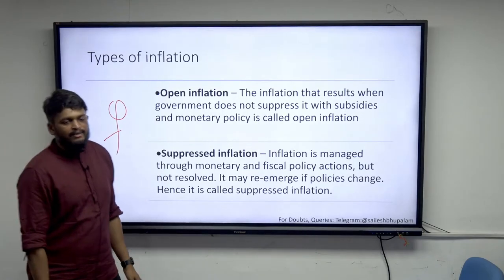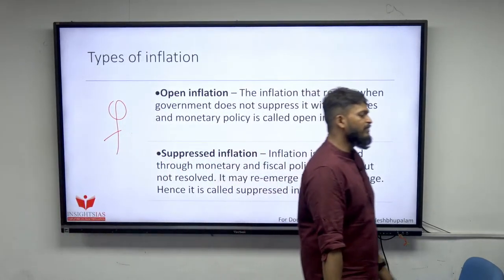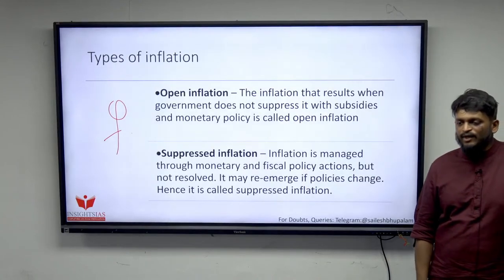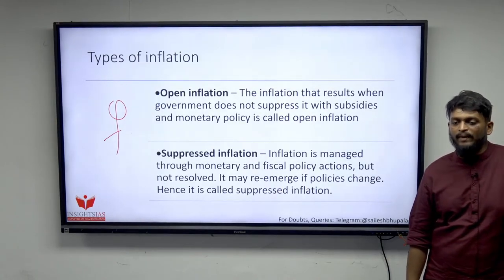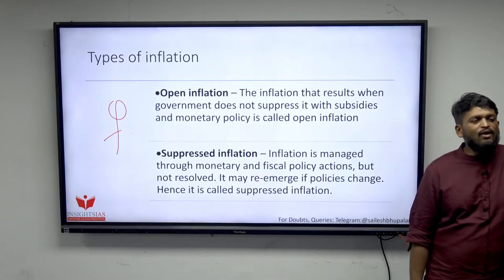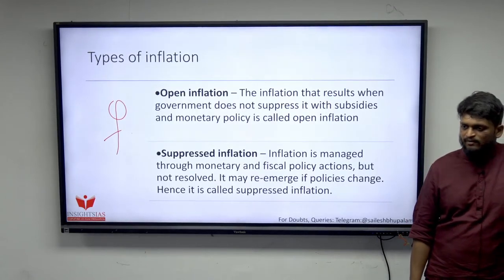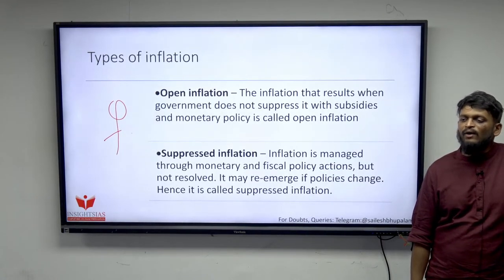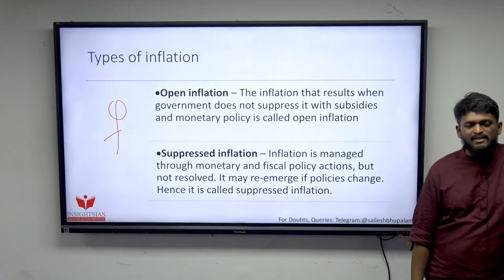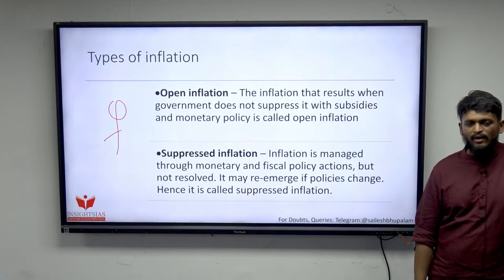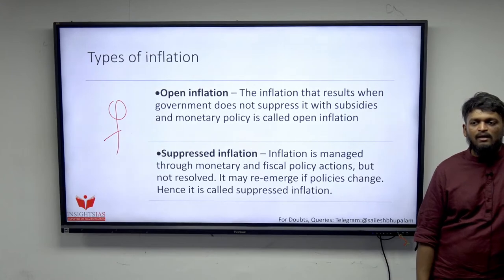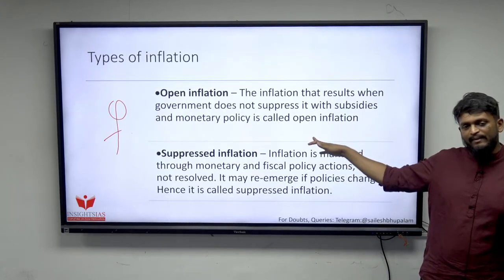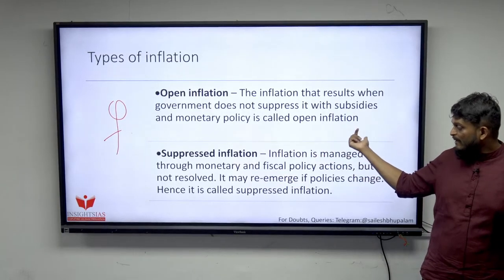Similarly, when the government uses policy measures to control inflation, it is suppressed inflation. If the government is not doing anything, whatever level of inflation will exist is called open inflation. Usually the root cause of the inflation is coming from somewhere else. For example, imagine an oil price increase. If the government takes measures to give subsidy on oil, then inflation is suppressed. Imagine the government suddenly stops giving subsidy in the middle, then what happens to inflation? It will re-emerge. Just like if this person stops taking the diabetes tablet, it will come back again. The same thing happens here.